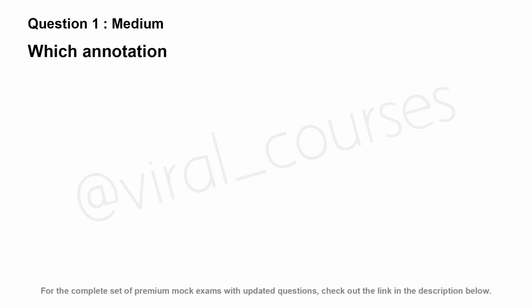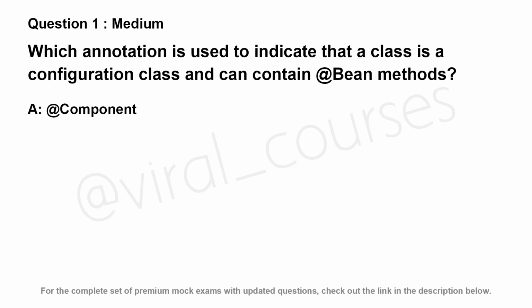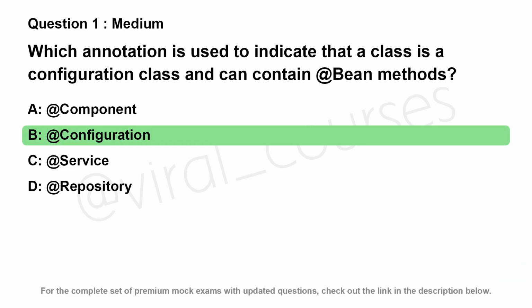Which annotation is used to indicate that a class is a configuration class and can contain @Bean methods? Option A, @Component. Option B, @Configuration. Option C, @Service. Option D, @Repository. The correct answer is B.